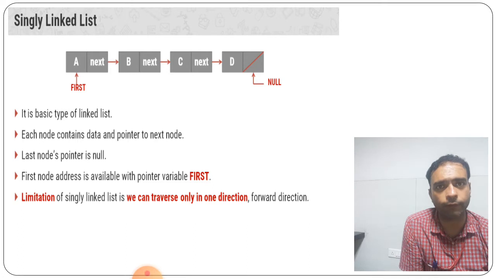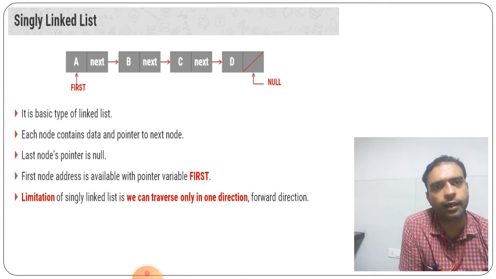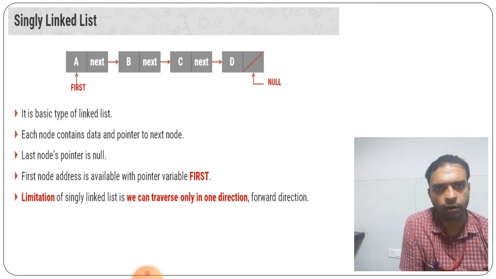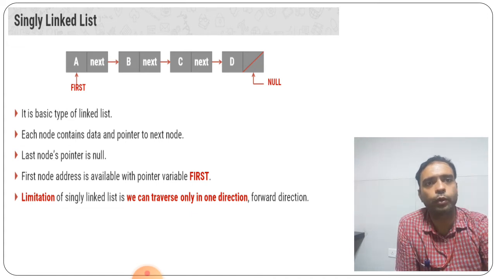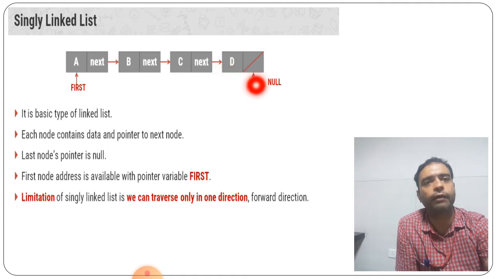It is a basic type of linked list where each node contains data and a pointer to the next node. Now the last node we can see here, the information D is given, and in it null is given.